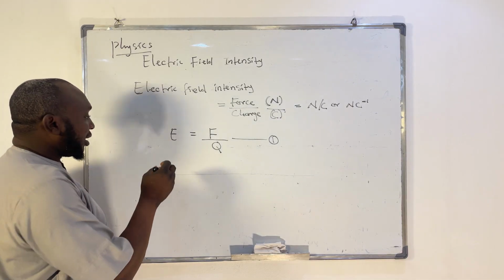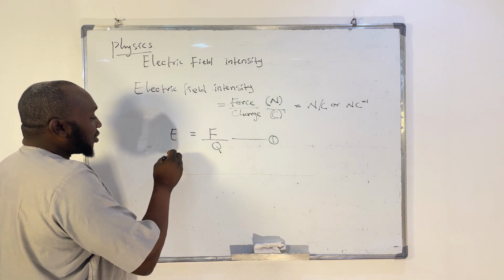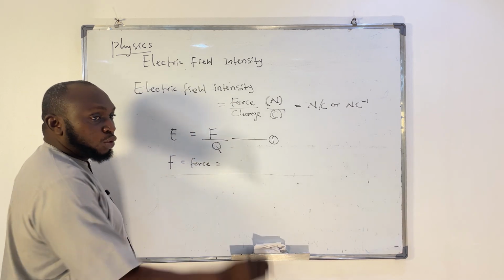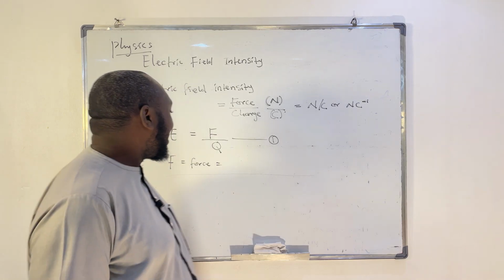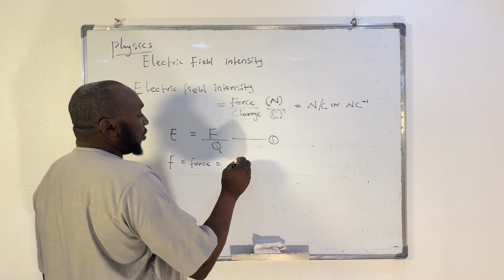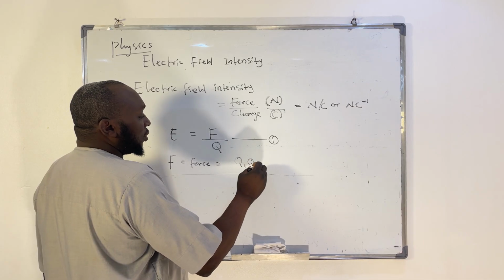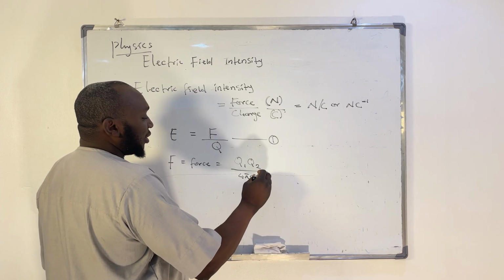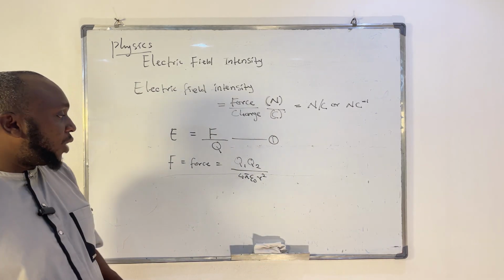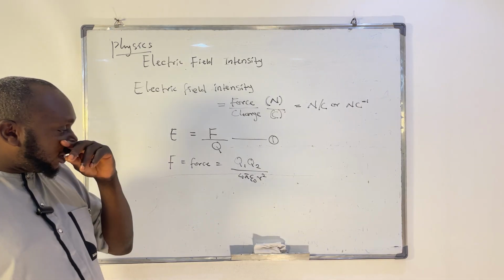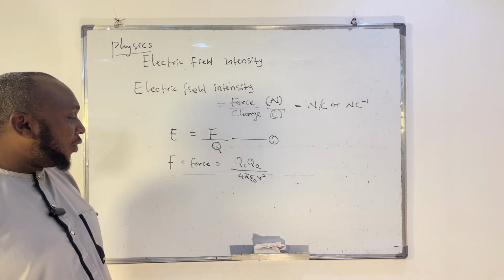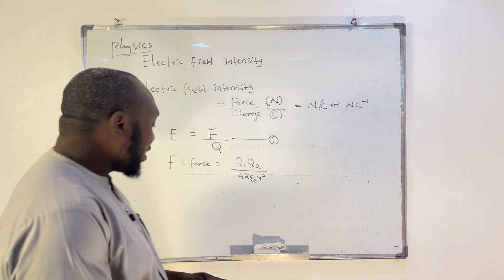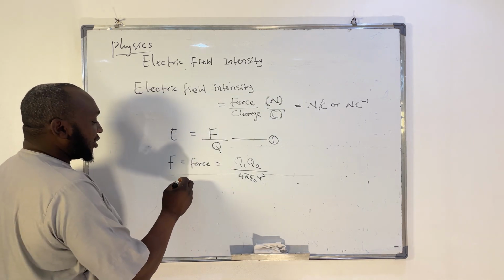Let's say the force F between two point charges is given as Q1 Q2 over 4 pi epsilon naught r squared, where Q1 and Q2 are the charges, epsilon naught is the permittivity of free space, and r is the distance of separation between the two charges. Let us simplify this formula.